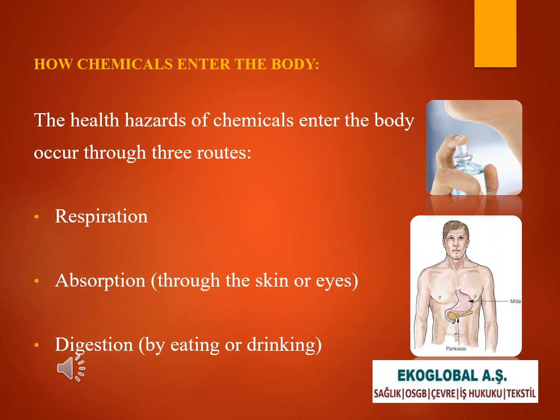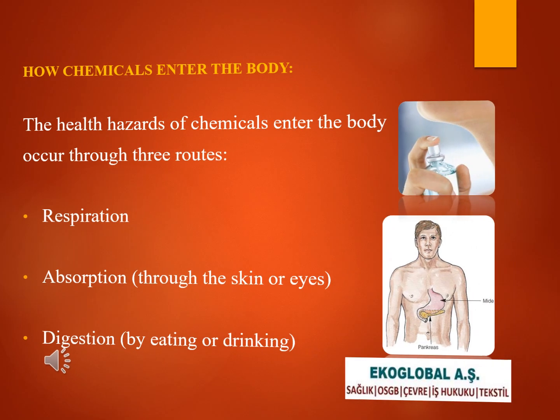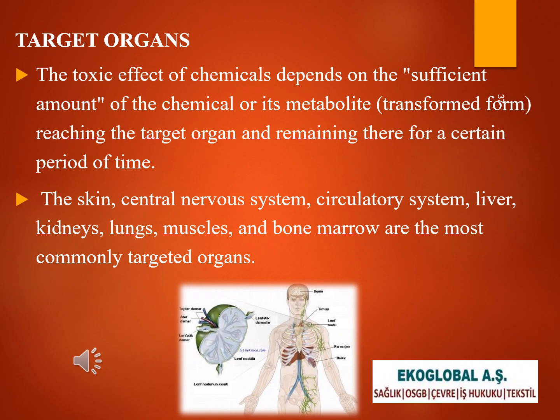How chemicals enter the body. The health hazards of chemicals occur through 3 routes: respiration, absorption through the skin or eyes, and digestion by eating or drinking. Target organs. The toxic effect of chemicals depends on a sufficient amount of the chemical or its metabolite transformed form reaching the target organ and remaining there for a certain period of time. The skin, central nervous system, circulatory system, liver, kidneys, lungs, muscles, and bone marrow are the most commonly targeted organs.